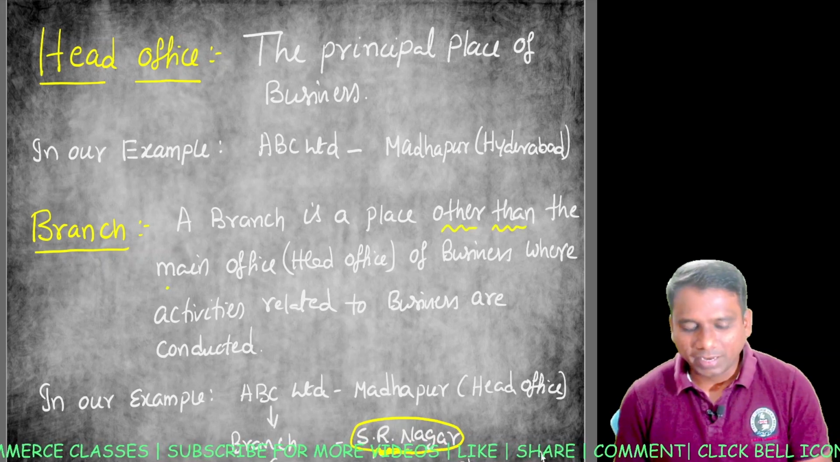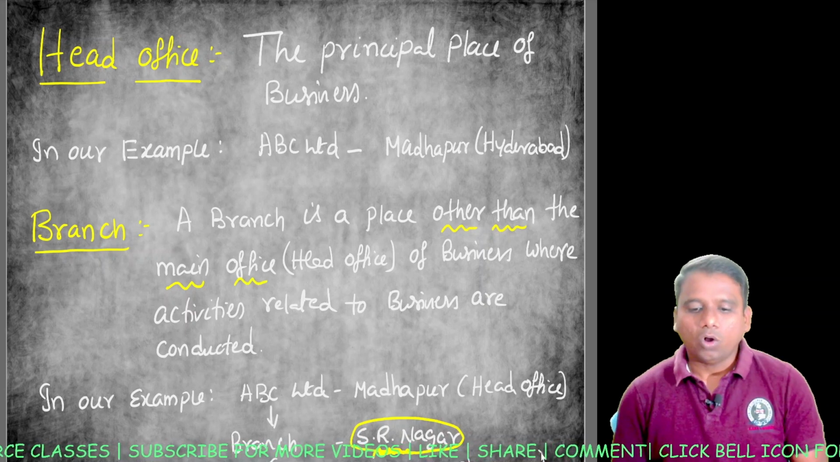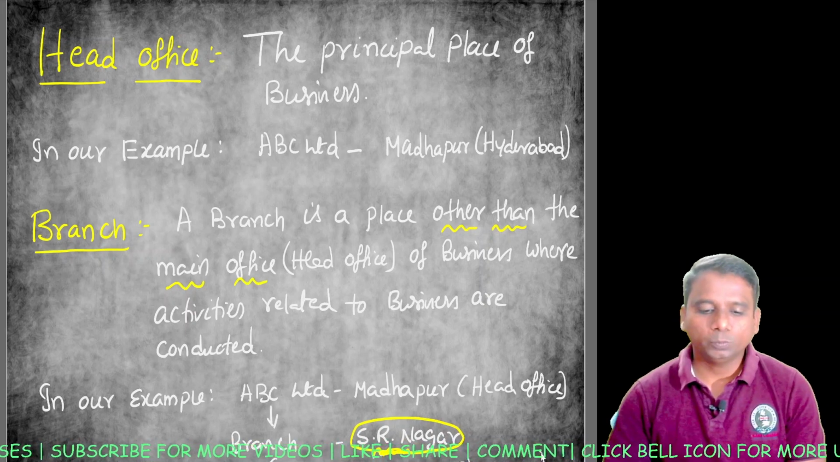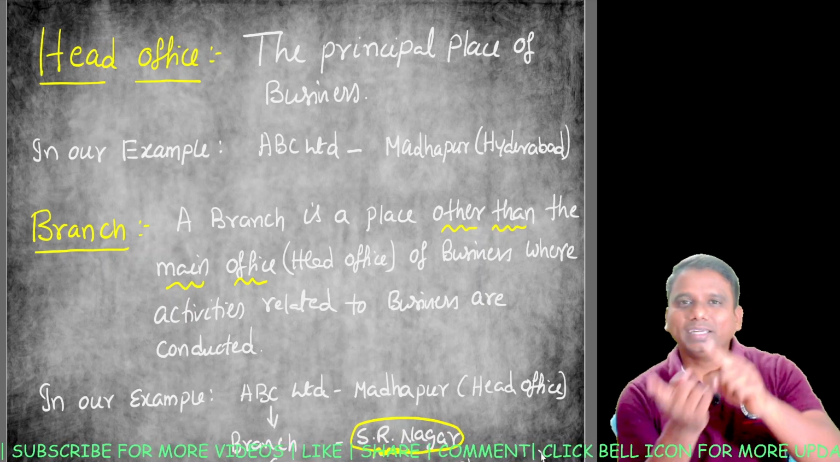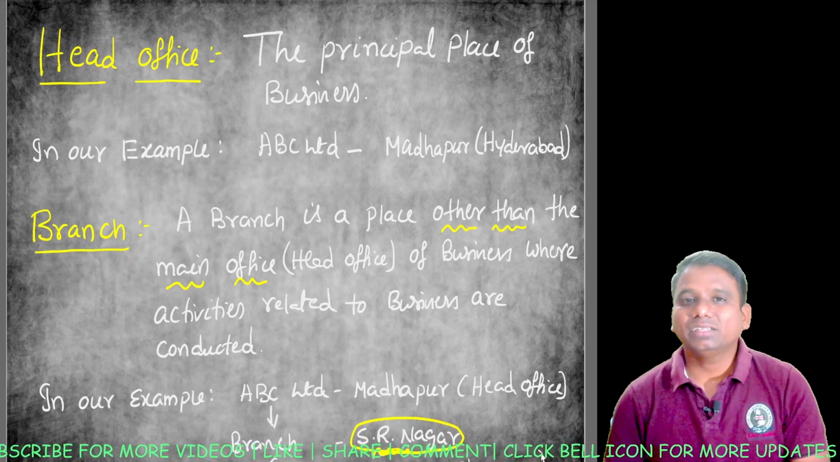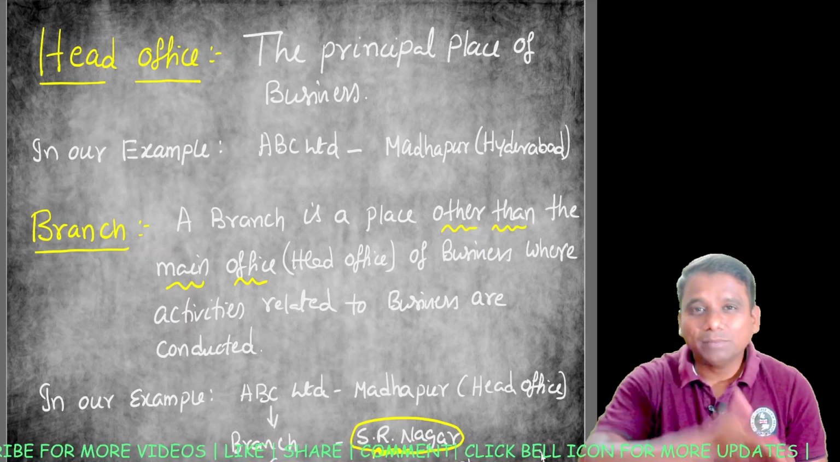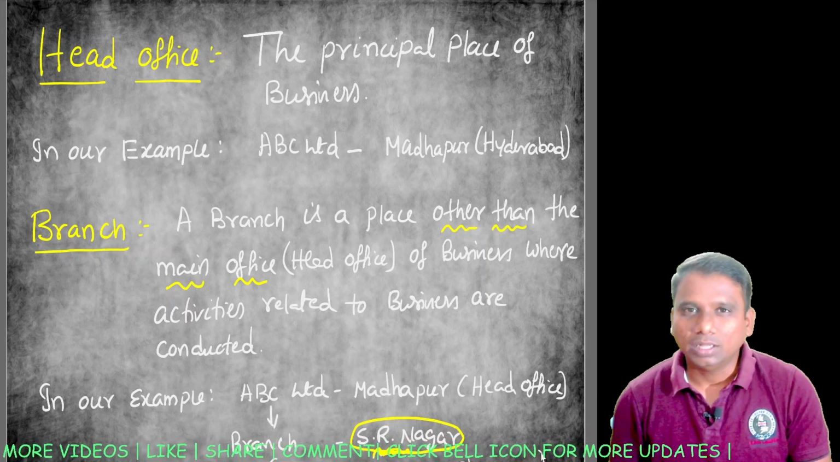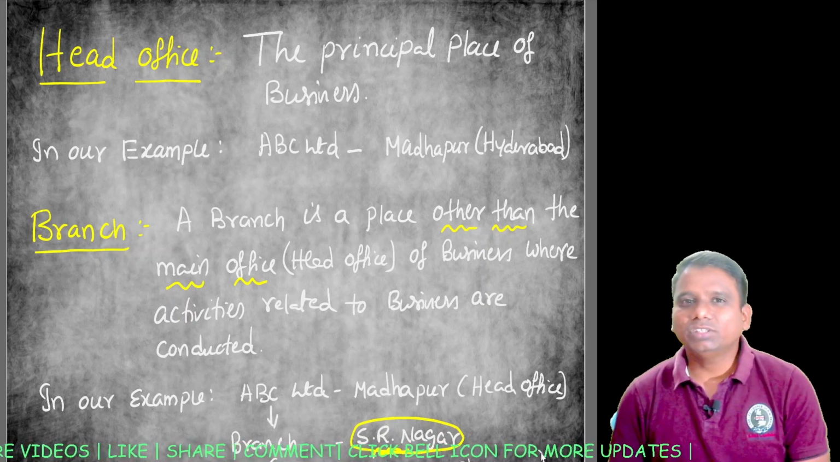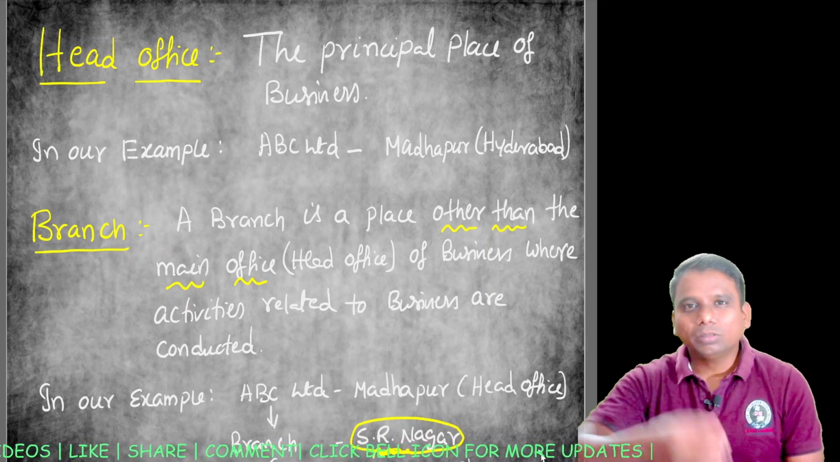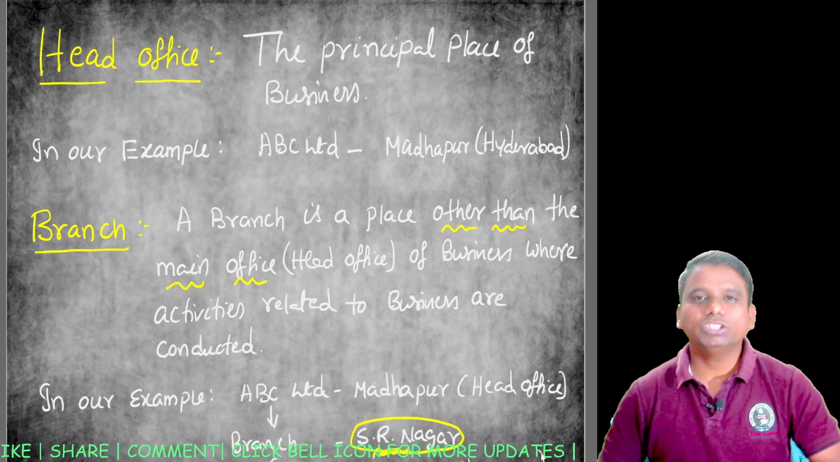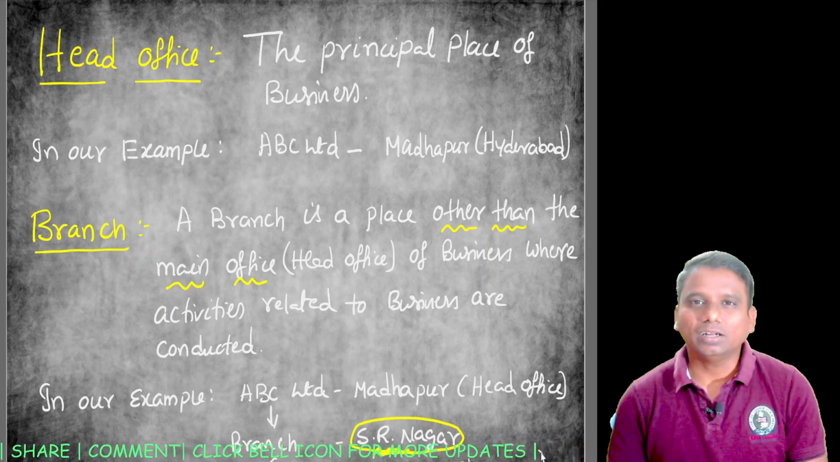Other than the main office, a branch is a place of business where activities related to business are conducted. Whatever the activities conducted by the head office, the same activities should be conducted by the branch also. That means if the head office is dealing with electronic items, then the branch should also sell the same electronic items.